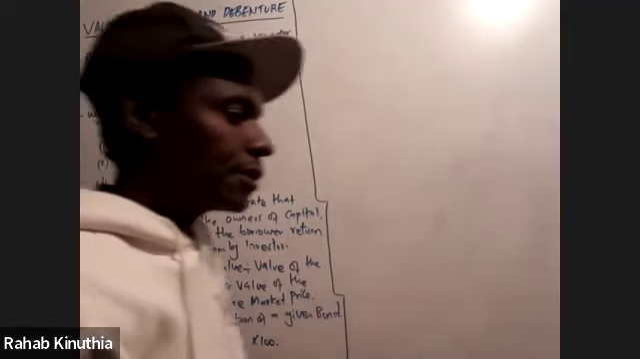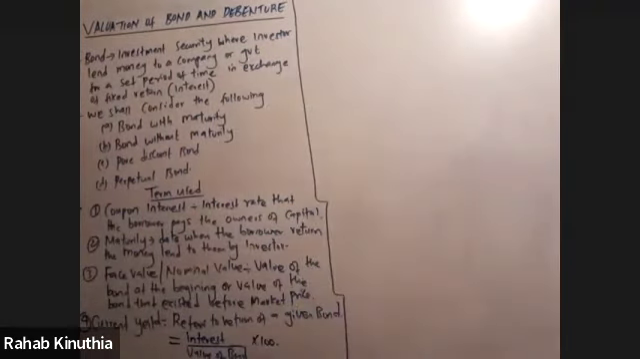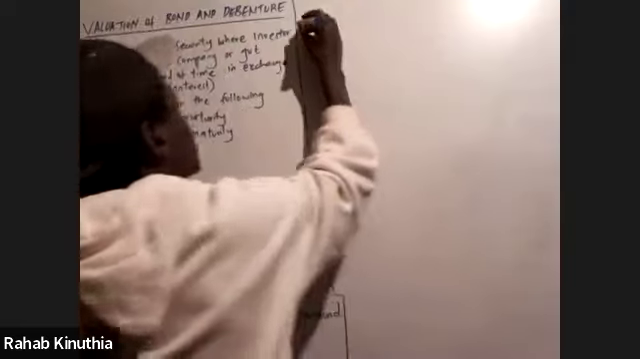times 100. That is the current yield. Now, value of bond. How to get value of bond?